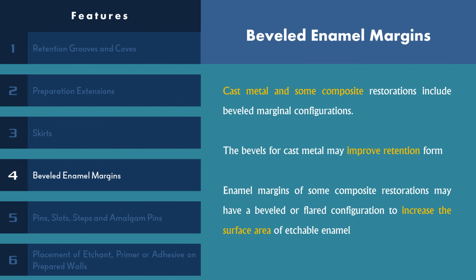Next, the beveled enamel margin. So the marginal bevel can be given for two types of restoration. One is the cast metal restoration, and the second is the composite restoration. For amalgam restorations, we should not place an enamel bevel.